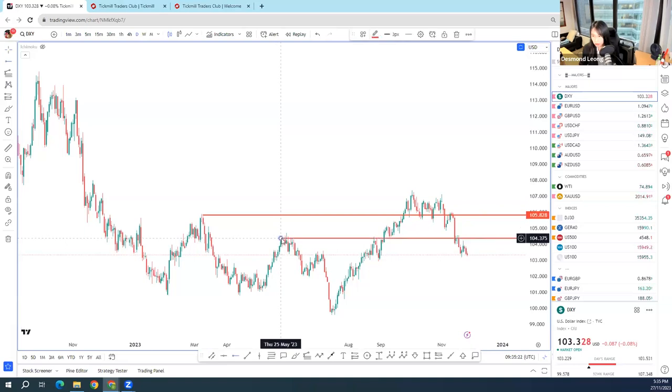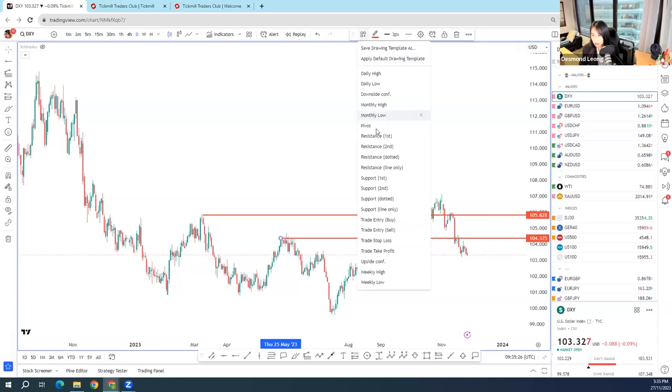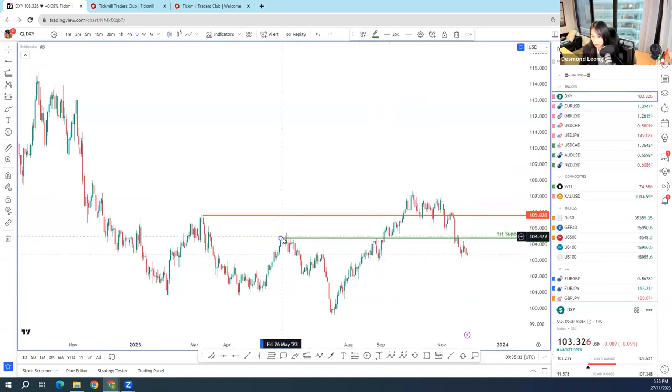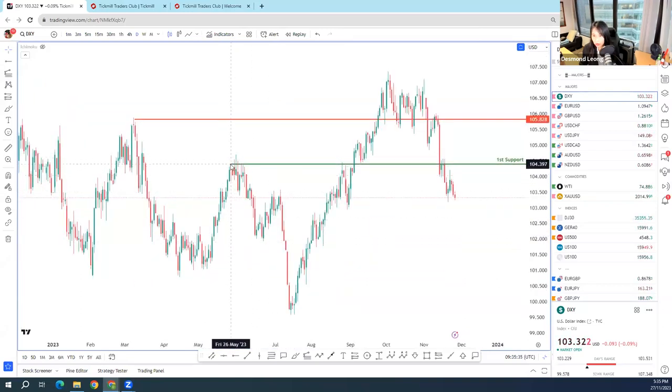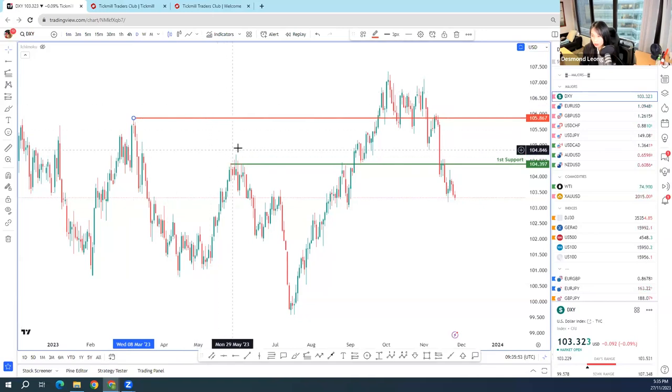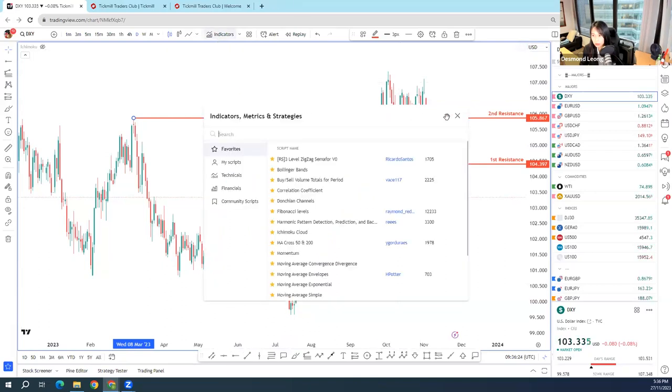I think this would be a good support level. So when we draw the support and resistance line, let's try to let it cut across as many weeks as possible. This resistance looks like a good second resistance. Okay, current price is over here and this can be a good immediate support level.